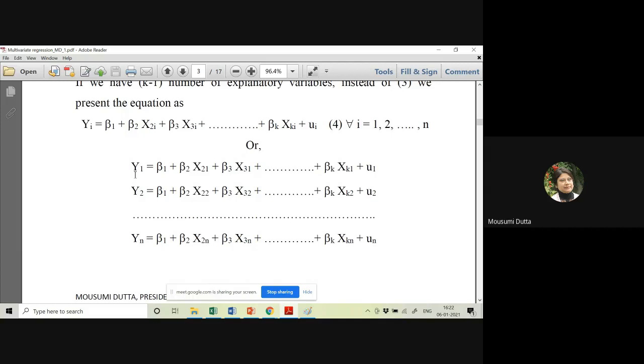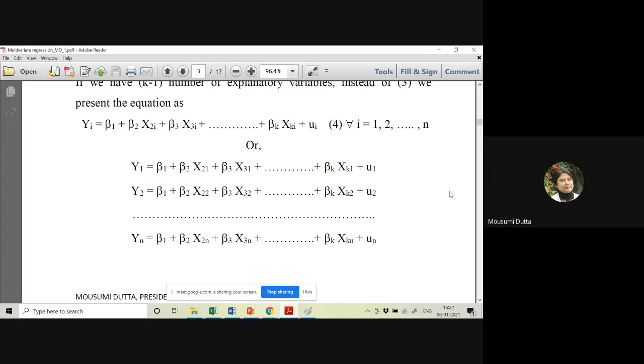Okay. So y1 is equal to beta 1 plus beta 2 x21 plus beta 3 x31 plus up to beta k xk1 plus u1. This is for the first observation. Now the second equation is for the second observation. y2 is equal to the same intercept beta 1 plus beta 2 x22 plus beta 3 x32 plus up to beta k xk2 plus u2. And we can go on like this up to yn. So yn is equal to beta 1 plus beta 2 x2n plus beta 3 x3n plus up to beta k xkn plus un.